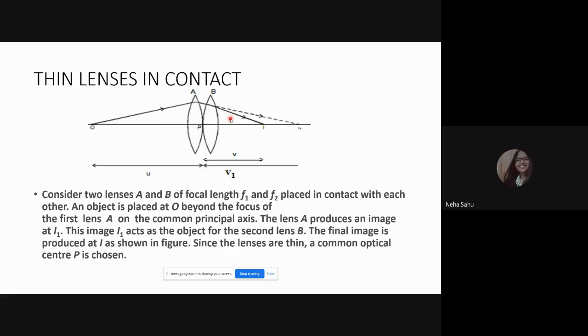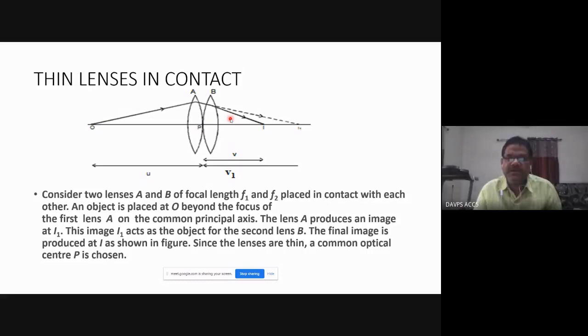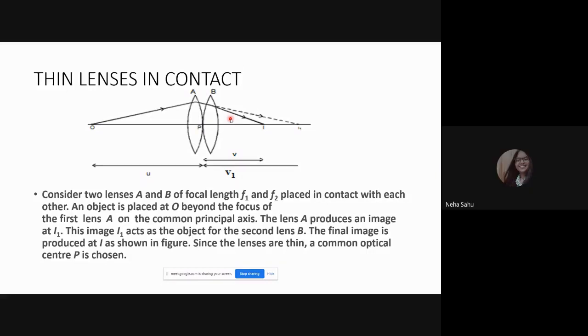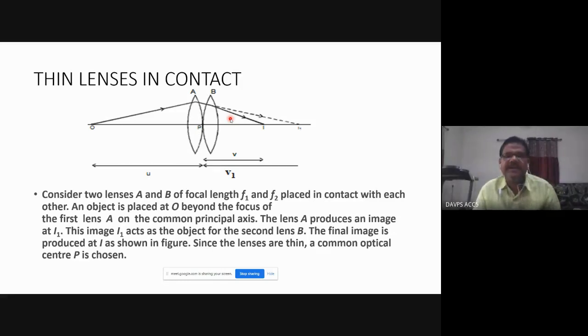Wait, please. Can anybody explain? You are understanding, right? Yes, sir. You write, it's only four to five lines. You draw the diagram first, and once you draw the diagram, you will understand thin lenses in contact. Do it very fast. Clear? All of you write.